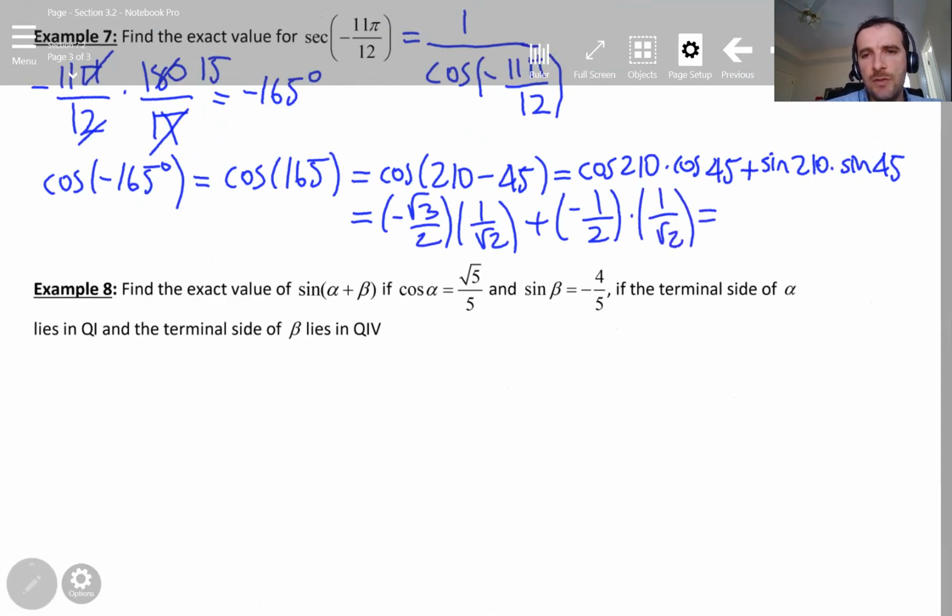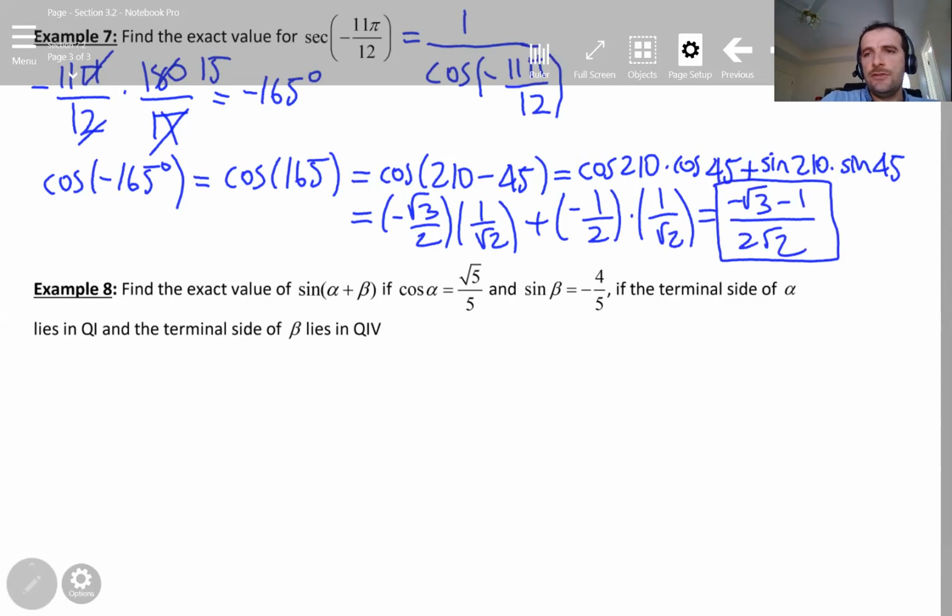Now they have the common denominator, so we can sum up the numerators. Negative root 3 times 1 is negative root 3, plus negative 1 times 1 is negative 1, over 2 root 2.